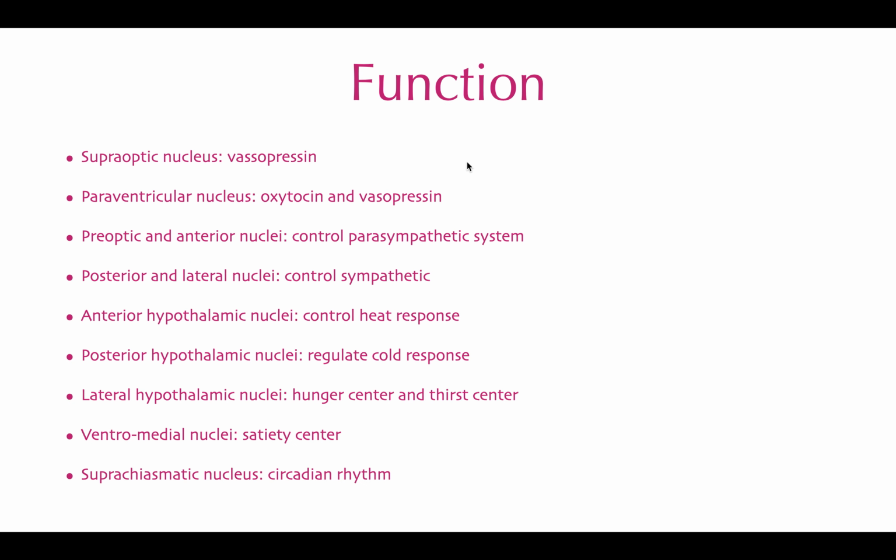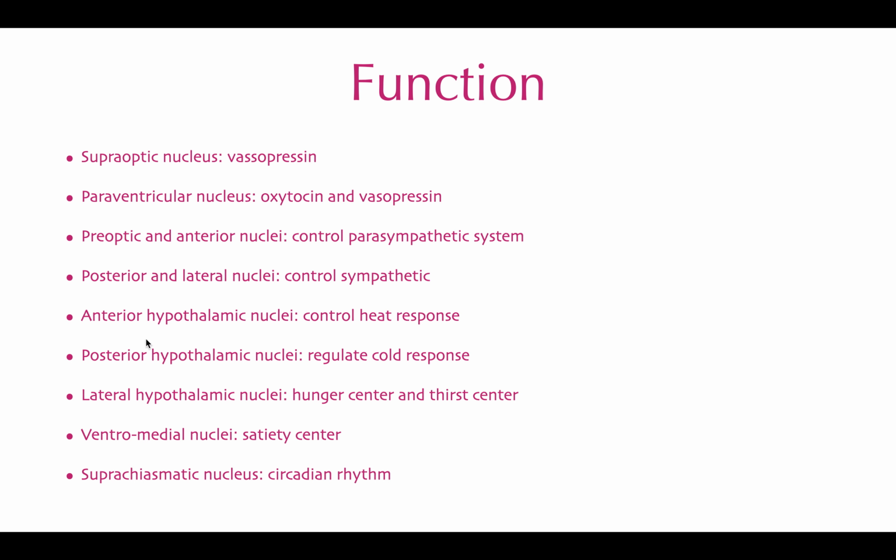Okay, so the supraoptic nucleus is going to release vasopressin. This is responsible for blood pressure. The paraventricular nucleus is also going to release vasopressin along with oxytocin. This is for the contraction of the uterus to induce birth. The preoptic and anterior nuclei are going to control the parasympathetic system. The posterior and the lateral nuclei are going to control the sympathetic system.